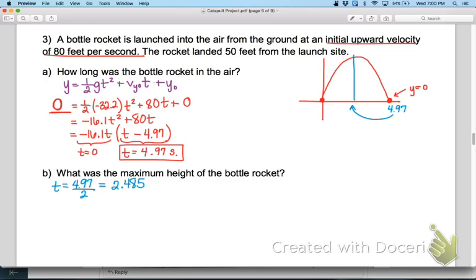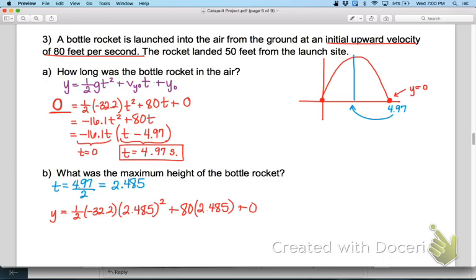Now we want to know the height, which is y. So y is going to be equal to 1/2 times our old friend gravity again, negative 32.2, times t squared, and we're going to use 2.485 for t, because that's the time we're interested in, plus 80 times 2.485. And then again, that plus 0 at the end really doesn't matter, but that's part of the equation.